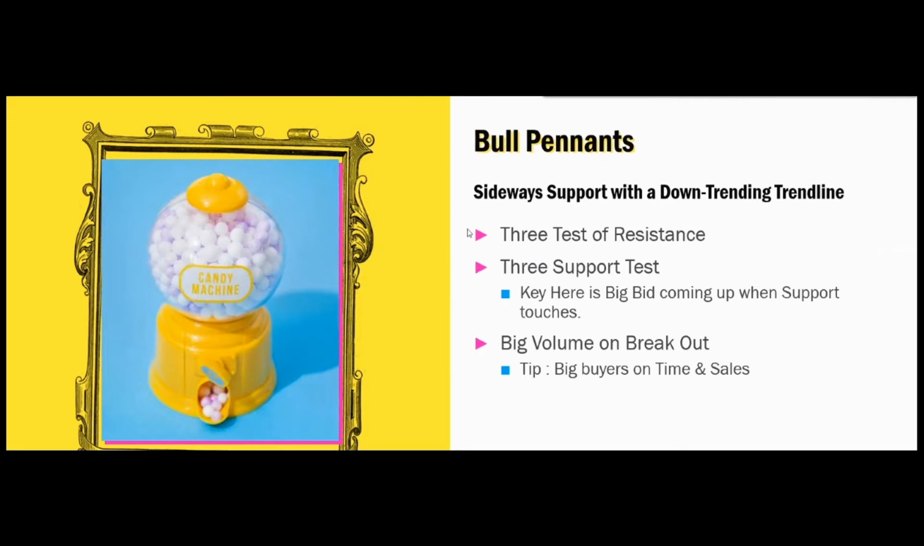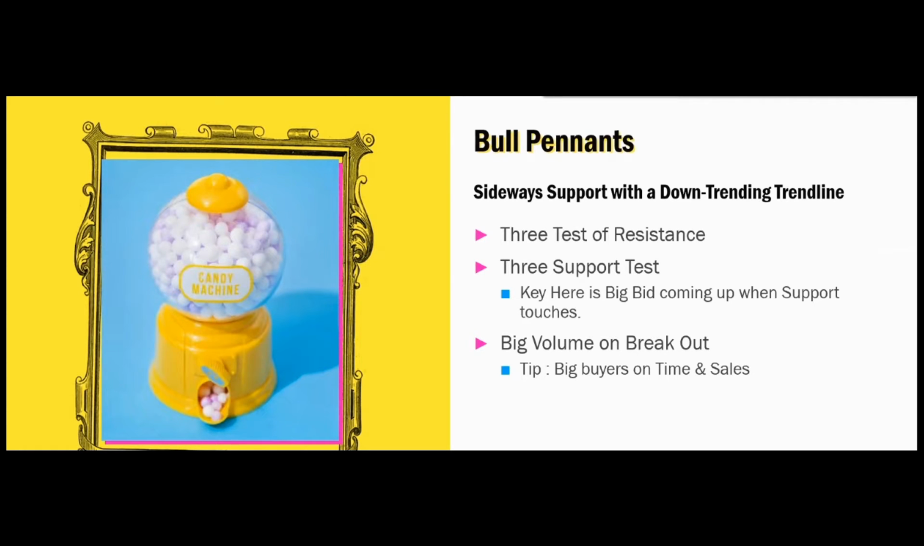There's 3 support tests here. The big tip is going to be big bids coming up when the support touches. You can pay attention to the time and sales and see that you're seeing buyers buy up every single time it comes down to those supports. The reason why is that you can actually add on supports for these patterns, just as easily as we add on, let's say, the VWAP for the VWAP fade. This is where you would see those big adds coming in by big traders.